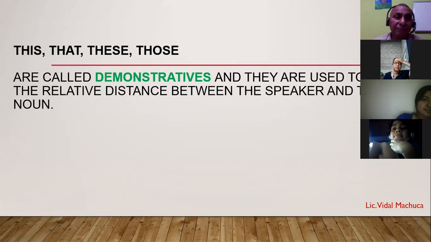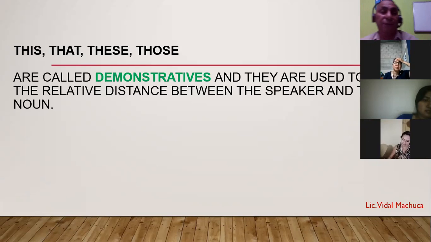Okay. Entonces, this, that, these, and those are called demonstratives, and they are used to show the relative distance between the speaker and the noun. O sea, distancia relativa entre la persona que está hablando y con lo que se está refiriendo, ¿ya?